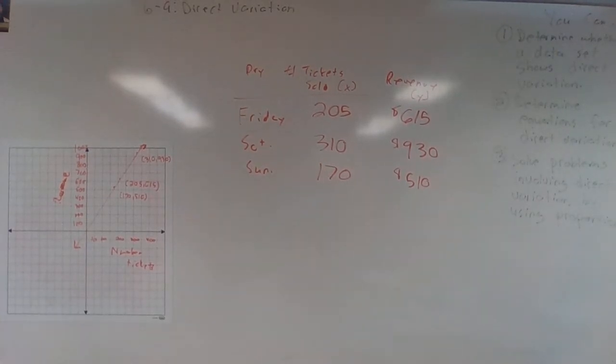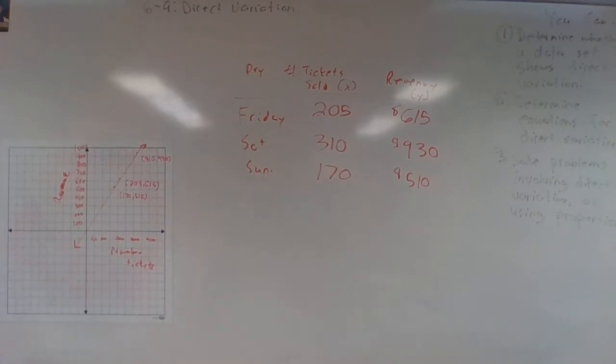So the question becomes, first of all, is this data set linear? All right? So linear, what does that mean? Well, linear is everything we've dealt with so far. If I can draw a line, and it's a straight line connecting all my points, that is a linear set.